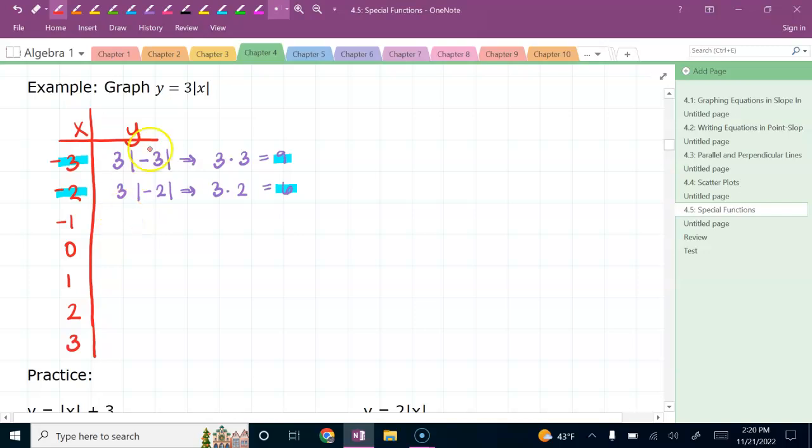For the rest of my chart here, 3 times the absolute value of -1 would be 3. 0 would be 0. And then now we're back to the positive side, so 3 times 1 would be 3, and then we have 6, and then we have 9. And then once again, these numbers that I'm highlighting in the blue, these are like your XY coordinates for the points that you're going to want to graph.